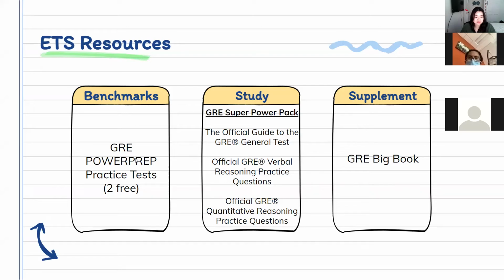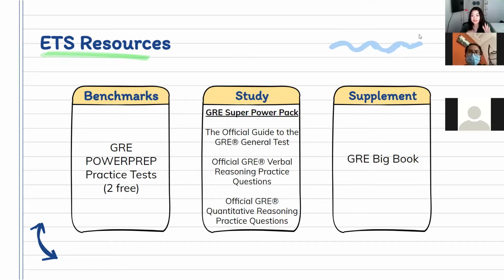I would use these as a benchmark. So near the beginning of your studying, I'd take the first one, see where you are and learn what you're weak in and what to work on, and then take the second one later on. But they have more. Those you just have to purchase. So this is for someone who's only looking to stick to the free tests.